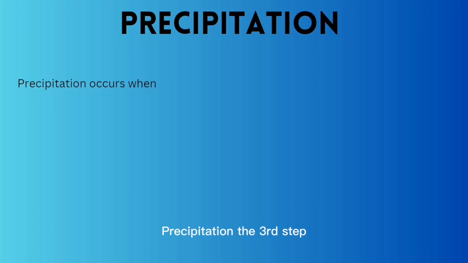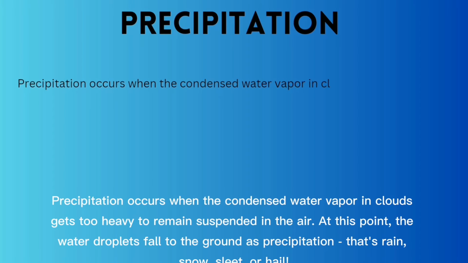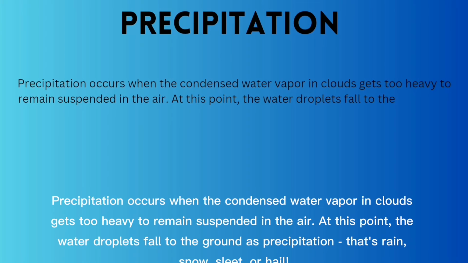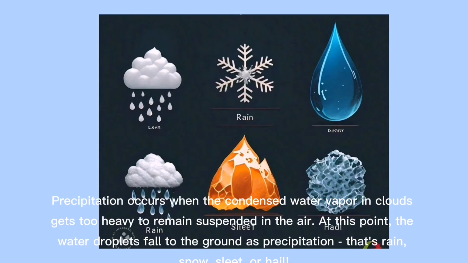Precipitation, the third step. Precipitation occurs when the condensed water vapor in clouds gets too heavy to remain suspended in the air. At this point, the water droplets fall to the ground as precipitation. That's rain, snow, sleet, or hail.